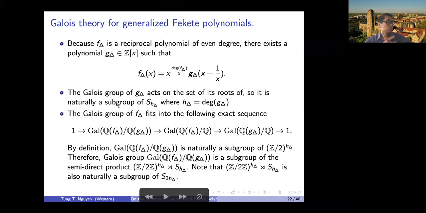Okay, so now to go to the next part of the talk, which is the Galois theory for generalized Fekete polynomials. Because f is a reciprocal polynomial of even degree, we can write it as a polynomial in x plus 1 over x. The polynomial g here is called the trace polynomial of f. Right, so already we see that the Galois group of f cannot be arbitrary. We have some restrictions, that's what I want to say. So now I explain what the restriction is.